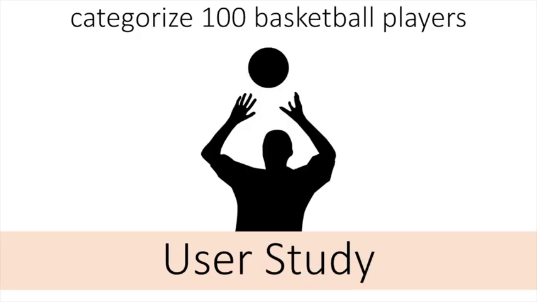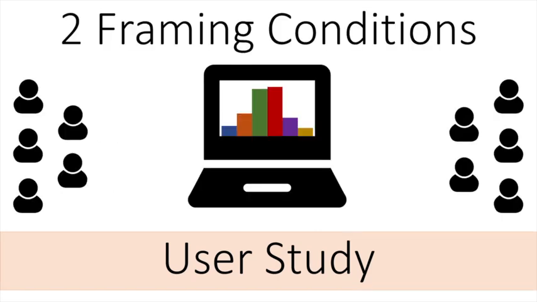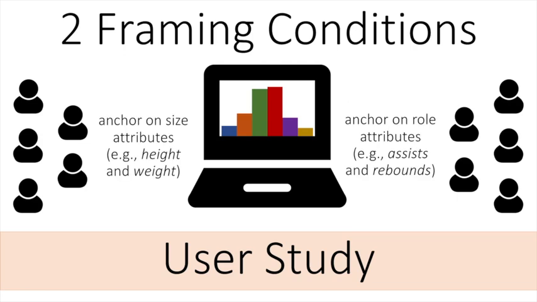Participants were given the task of categorizing basketball players by the position they play. We divided participants randomly into 2 conditions that each described the 5 basketball positions differently. These descriptions were designed to influence participants to exhibit anchoring bias toward different attributes of the data.